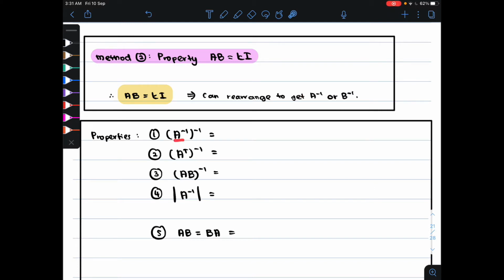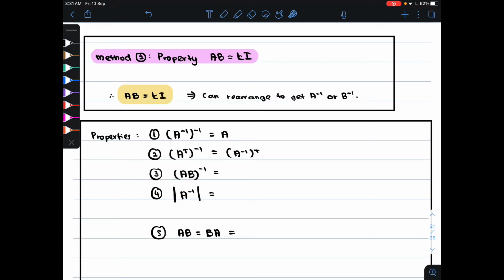If you have A inverse and then kamu inverse lagi sekali, this one seolah-olah kamu cancel out inverse tu. So at the end kamu akan dapat A sahaja. What if you have A transpose and then you inverse it? This is just the same if you have A inverse and then you transpose it. They are the same thing.